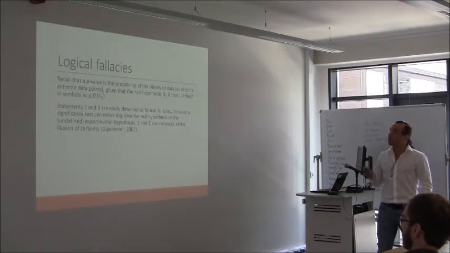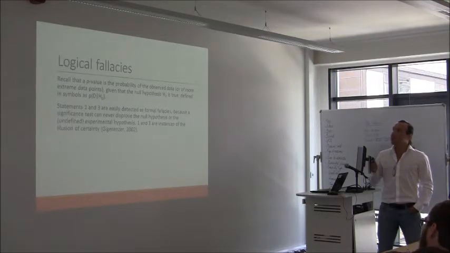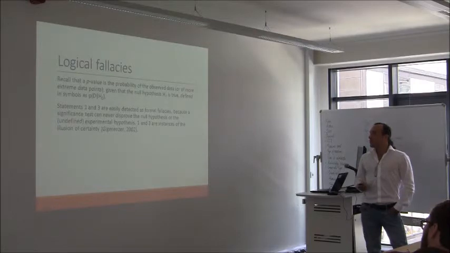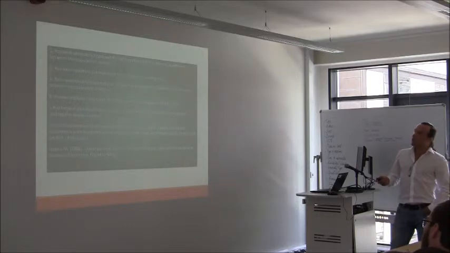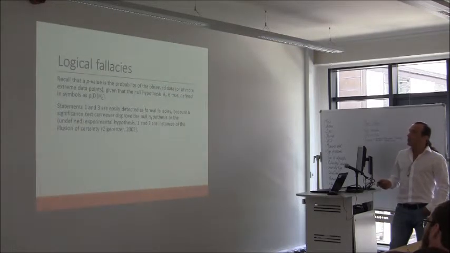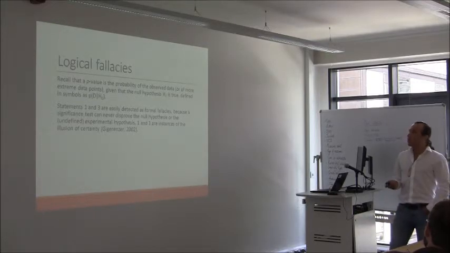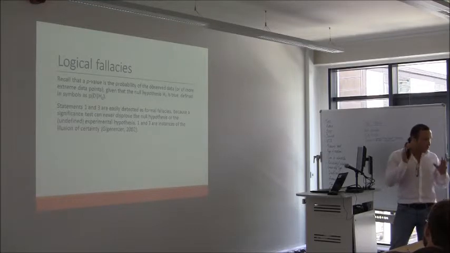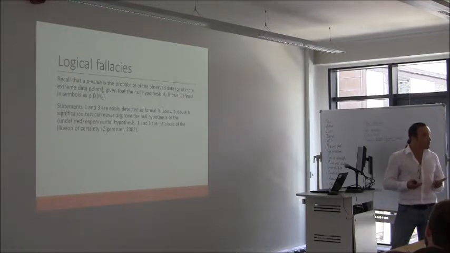Recall the p-value is the probability of the observed data given that the null hypothesis is true, defined in symbols as p(data | H0). Statements 1 and 3 are easily detected as formal fallacies. So let's look at statements 1 and 3. You have absolutely disproved in 1 and you have absolutely disproved in 3. You cannot ever disprove anything with absolute certainty because we're dealing with probabilities. But people who say this statement is right would fall prey to the illusion of certainty, because they would not get the concept of probability.